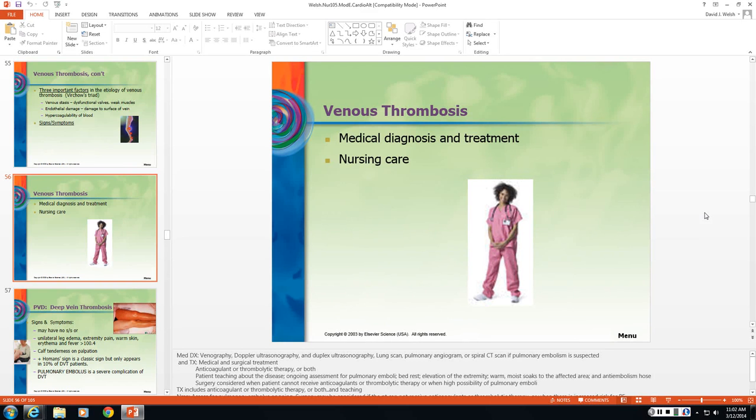Medical and surgical treatment for a venous thrombosis is usually going to be anticoagulant or thrombolytic therapy, or both. You're going to do patient teaching about the disease and ongoing assessment for any pulmonary emboli. These patients are going to be on bed rest. They're usually going to have elevation of the extremity and warm, moist soaks to the affected area.